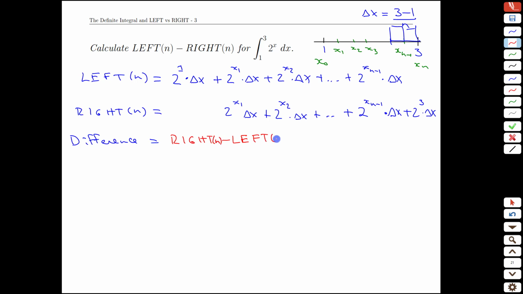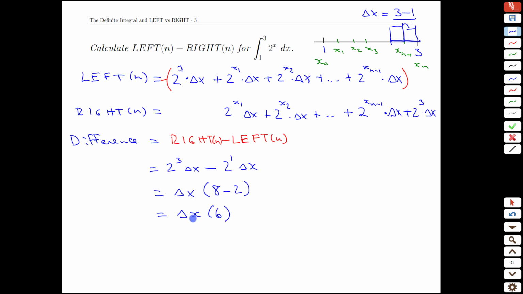With an n in there. If we take all of these and subtract all of these, imagine putting a big negative sign in front of all this, this minus this is going to cancel, this minus this, they're perfectly matched all the way along, except for the 2 to the 3 times delta x, and then we would subtract the one remaining term, the 2 to the 1 times delta x, or delta x times 8 minus 2, or delta x times 6.